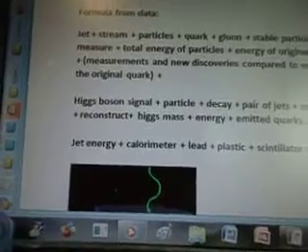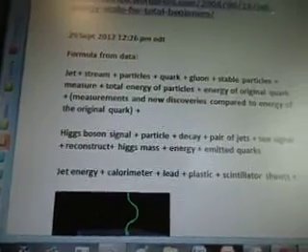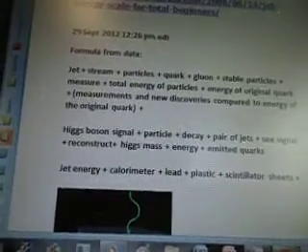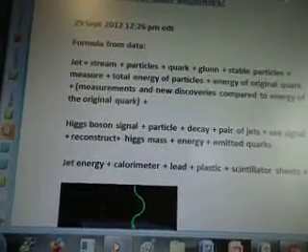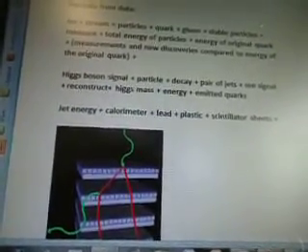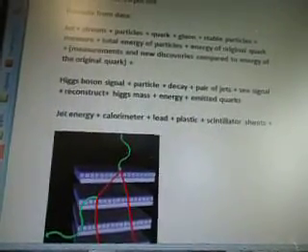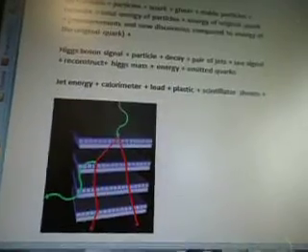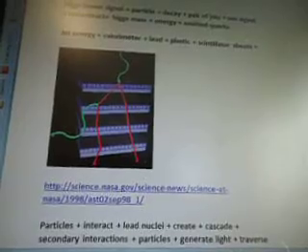Formula from data. So I'm going to add the jet plus the stream plus particles plus quark plus gluon. I'm not going to say plus because it gets annoying. Stable particles. Measure total energy of particles. Energy of original quark. Measurements and new discoveries compared to energy of the original quark. Higgs Boson Signal. Particle. Decay. Pairs of jets. See signal, reconstruct, Higgs mass, energy, emitted quarks. Jet energy, calorimeter, lead, plastic, scintillator sheets.